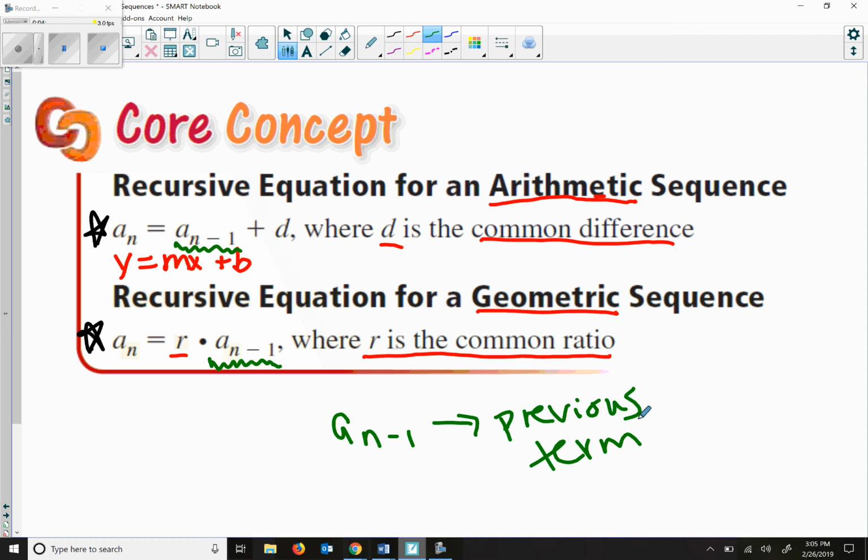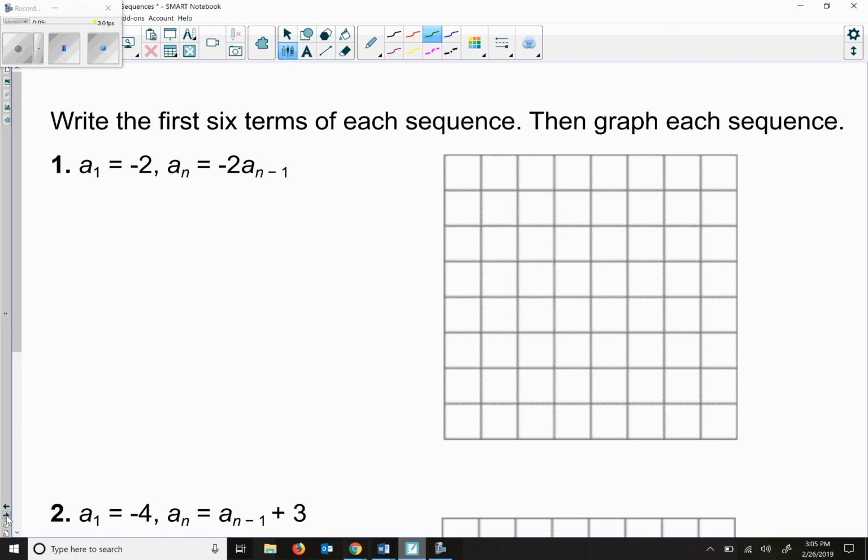So keep that in the back of your mind, not necessarily for the first couple of examples where we're just graphing, but for the examples on the back page, we're definitely going to need to understand what n minus 1, or that a sub n minus 1, means. Hopefully you're all caught up. You've paused the video where you've needed. We're going to go into the first type of example.